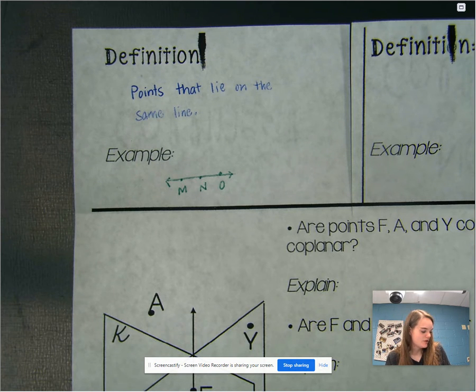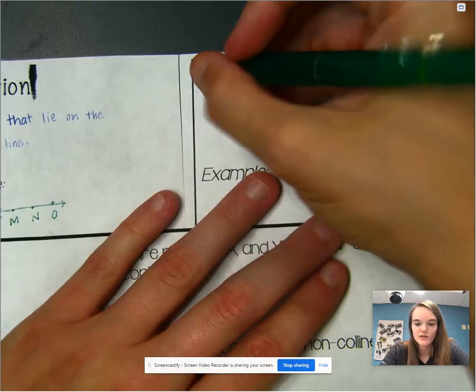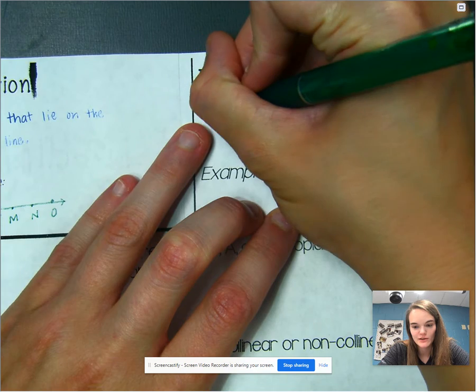Now, therefore, we have non-collinear. What do you think that would mean? Points that do not lie on the same line.